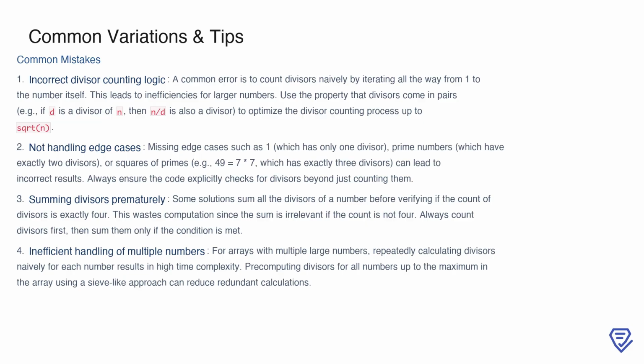Another common error is failing to handle edge cases. For instance, the number 1 has only one divisor, prime numbers always have exactly 2 divisors, and squares of primes, like 49, have exactly 3 divisors. Missing these cases can result in incorrect outputs.